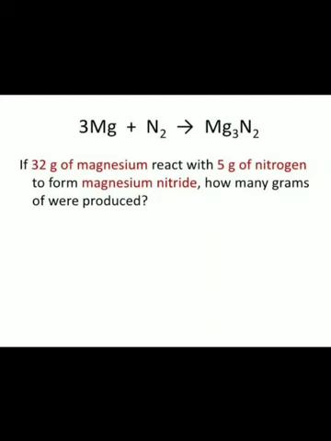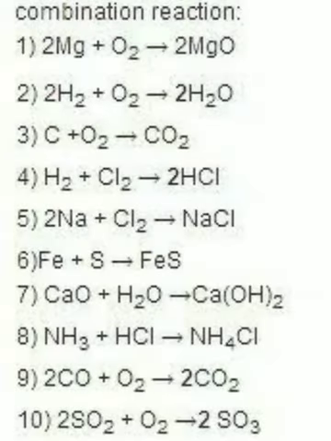Let's see some other examples of combination reaction, direct combination reaction, or synthesis reaction. Magnesium plus oxygen gives rise to magnesium oxide. Two elements react with each other, A plus B gives rise to AB, magnesium oxide. The next one, hydrogen plus oxygen, two elements, produces water, H2O, a single compound. Then carbon plus oxygen produces carbon dioxide.